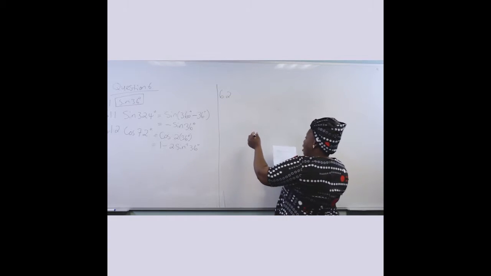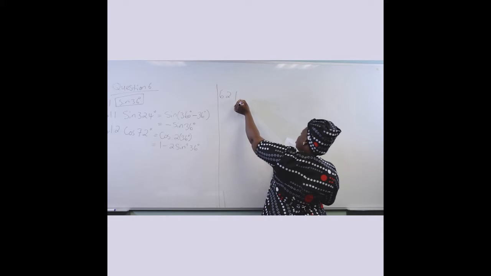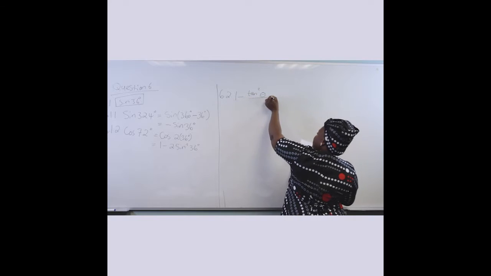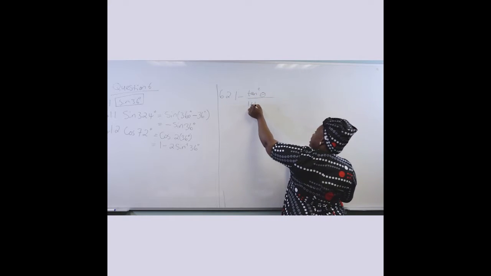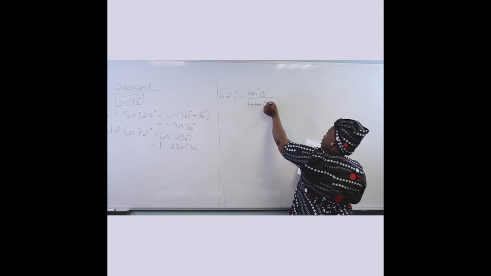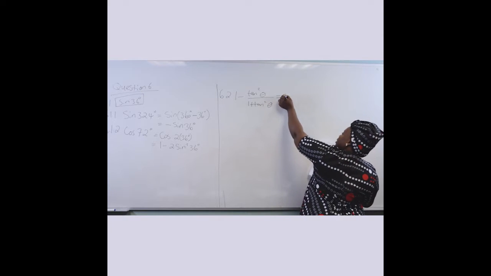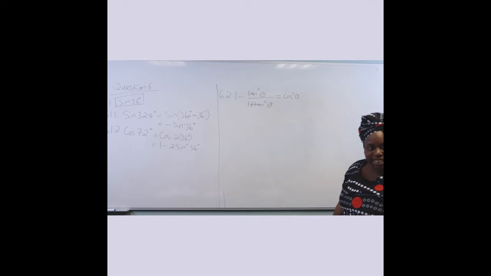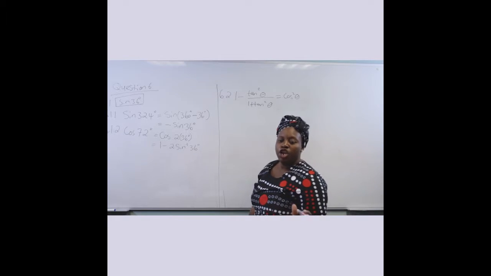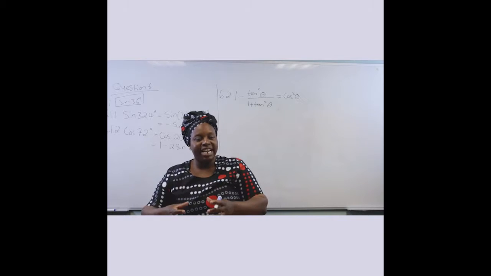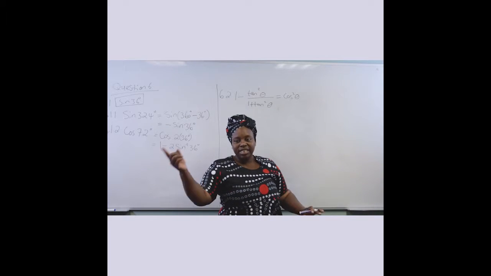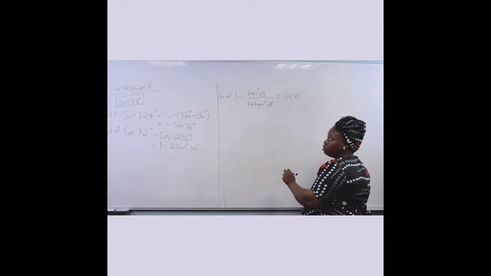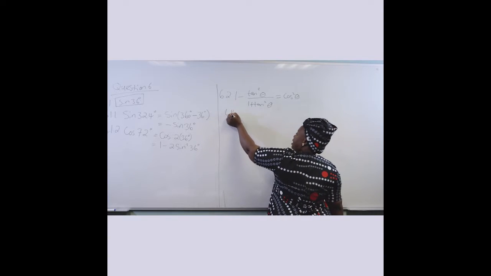So let's do that. Our identity is 1 minus tan squared of theta divided by 1 plus tan squared of theta, which must equal cos squared of theta. So that is your identity. In proving the identity, you must make sure that you take the complicated side and uncomplicate it until it gives you the other side, logically, so you can get it right. So let's try to do that. Let's choose our left-hand side.